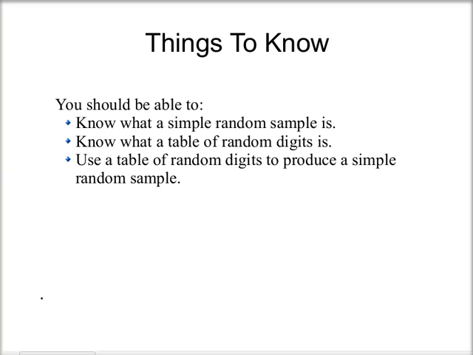So that finishes up this section. You should know what a simple random sample is, and that's just a sample from a population where any group is equally likely to be chosen. You should know what a table of random digits is, and you should be able to use a table of random digits to produce a simple random sample, just like I did in that last example.